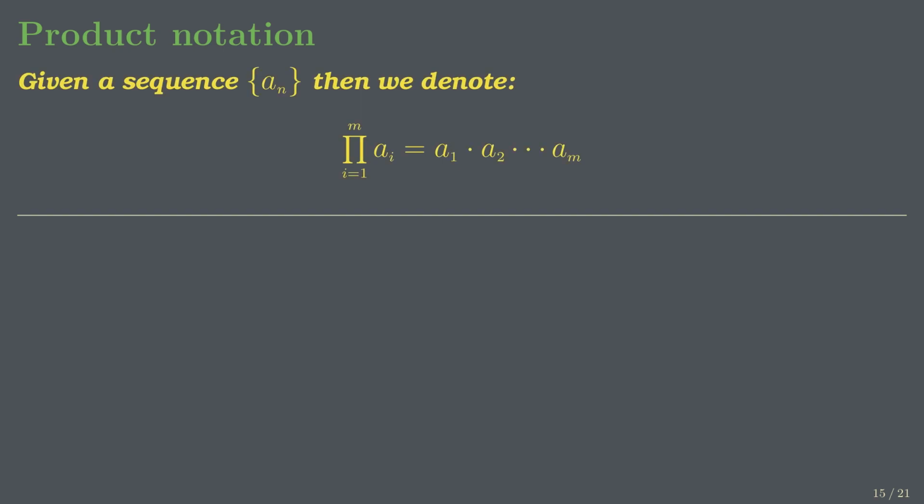For example, the product of k, where k runs from 1 to m, is the product of the first m positive integers, and it is actually m factorial, the notation that we already introduced previously. And then the product of 1 over k, where k runs from 1 to m, is the product of 1 over 1 times 1 over 2, etc. times 1 over m, and it is actually 1 over m factorial.